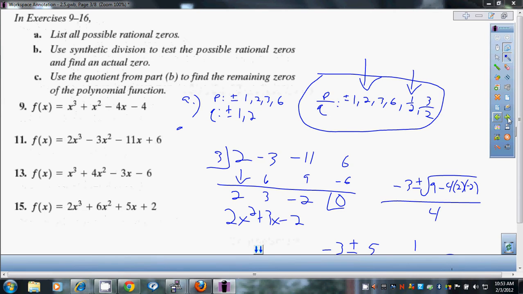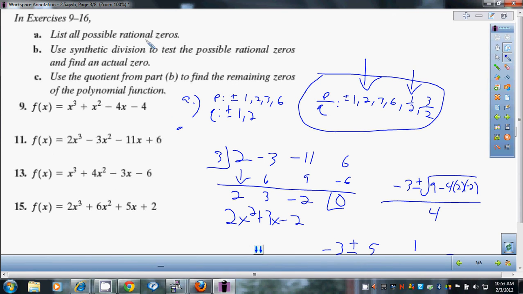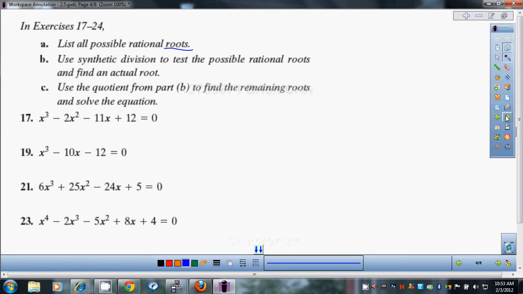I don't know why they did this. These are literally the exact same problem. You know the only difference in the direction? This one says roots. This one says zeros. But they are the exact same thing. I don't know why. So anywho, same problem. Although, there is one on this page that's worth looking at.